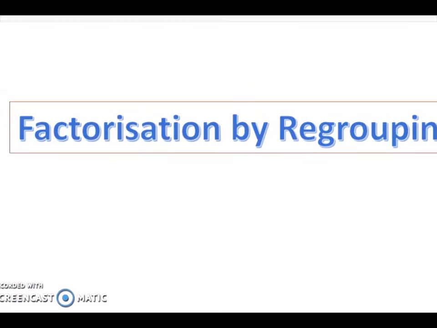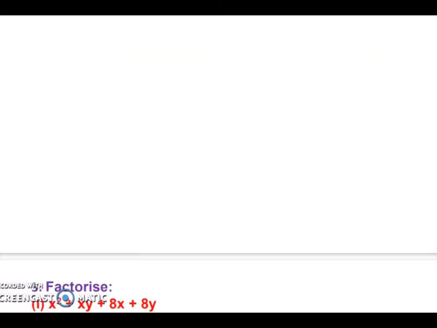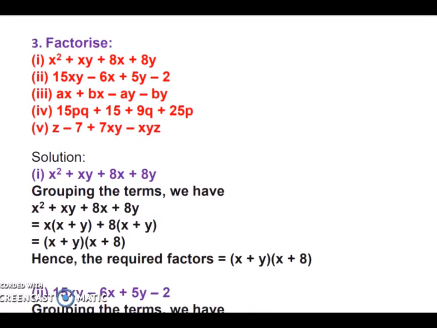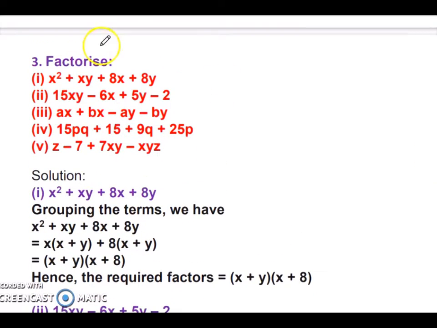So the next method is factorization by regrouping. When do you have to do regrouping? Now if you observe this expression, x square plus xy plus 8x plus 8y, is there any common factor which can be taken common for all these four? There are four terms here: x square, xy, 8x and 8y. Together in all four terms you can't find any common factors.